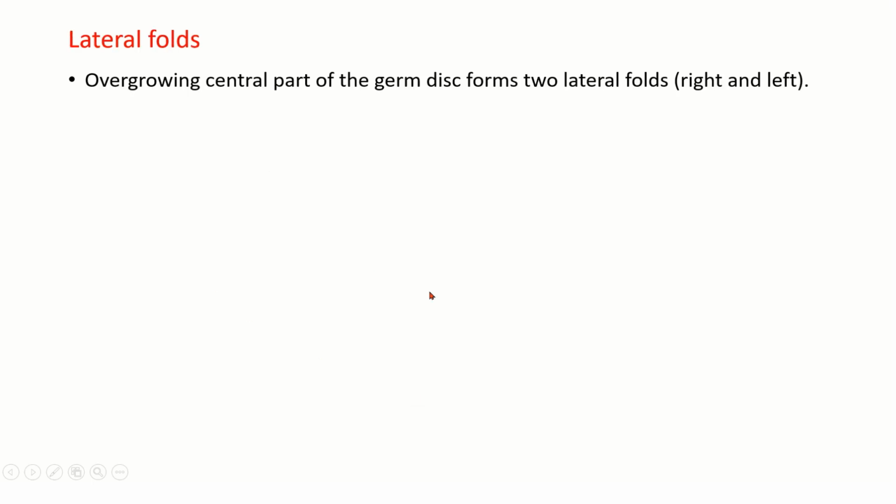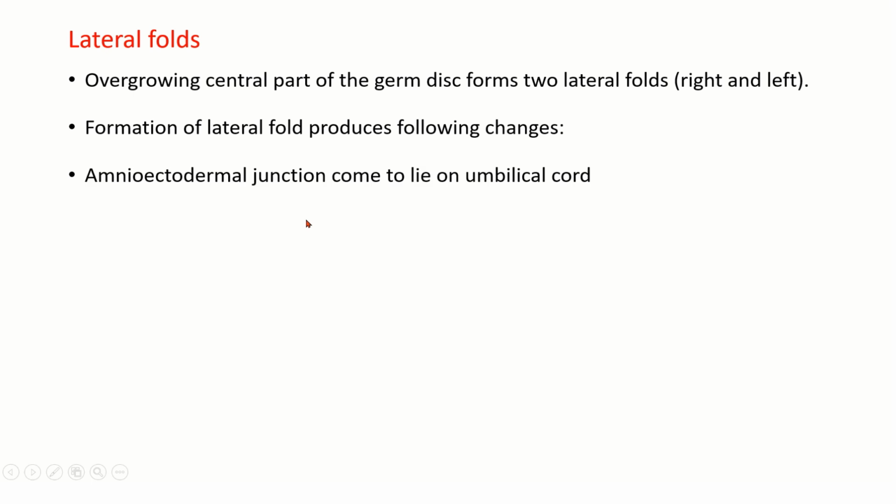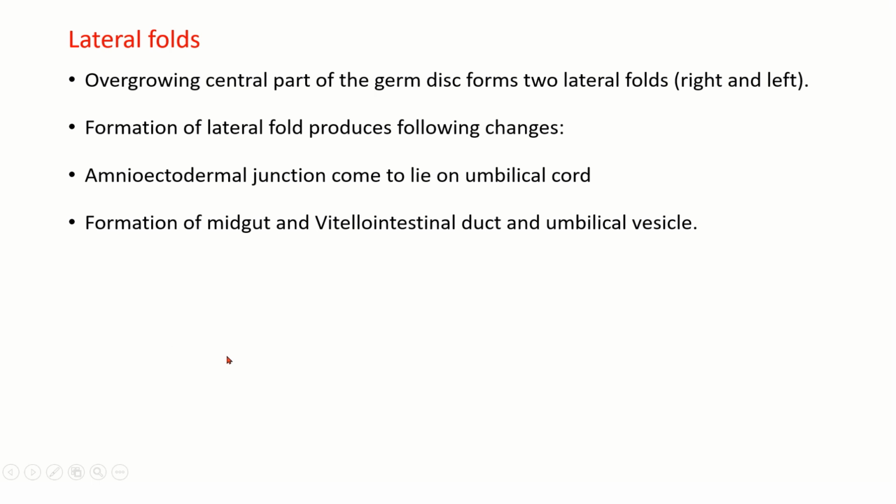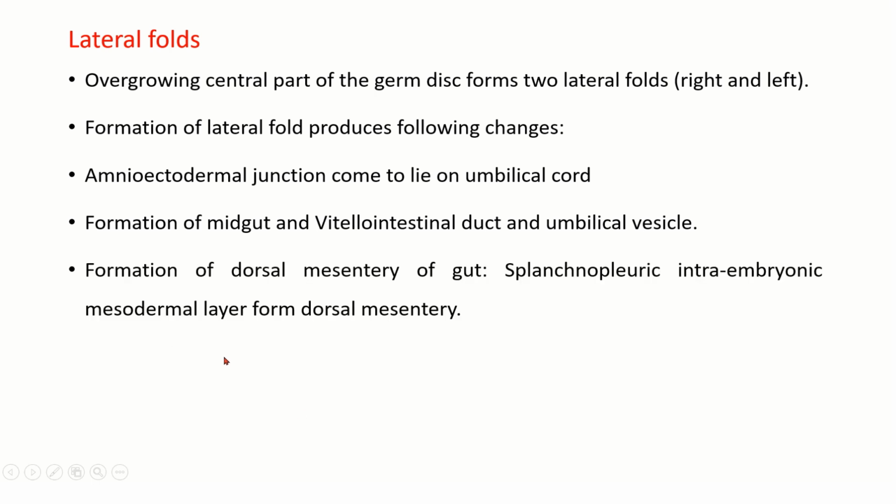Lateral folds. Overgrowing central part of the germ disc forms two lateral folds, right and left. Formation of the lateral folds produces the following changes. The amniotic junction comes to lie on the umbilical cord. Formation of the midgut, vitelline duct and umbilical vesicle. Formation of the dorsal mesentery of the gut. Splanchnopleuric intraembryonic mesodermal layer forms the dorsal mesentery.